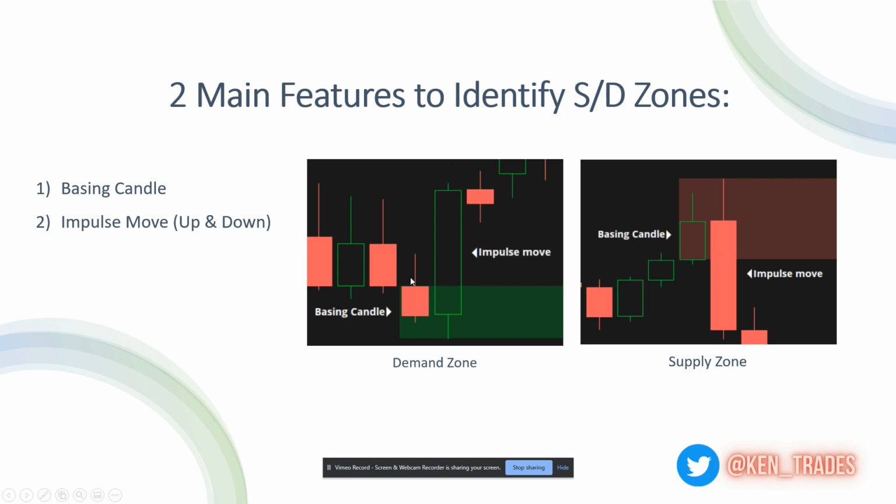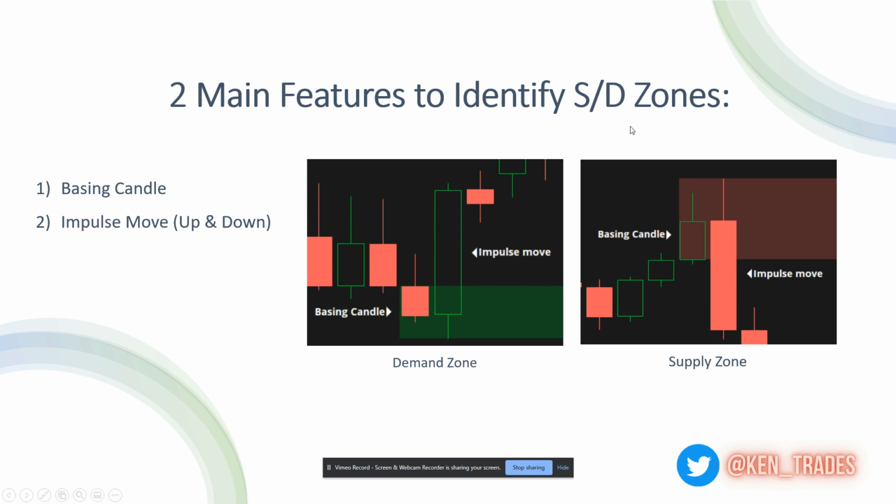So how do you find your basing candle? You have to go through different time frames. You do a multiple time frame analysis and try to spot these basing candles before the impulse candle. For demand zones, what I do is I will try to find red basing candles. And then for supply, I will find green basing candles before the sell-off candle.